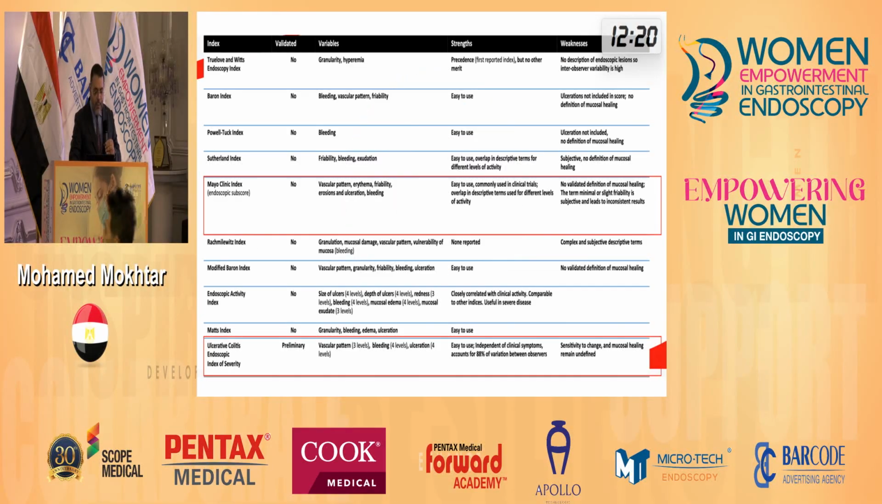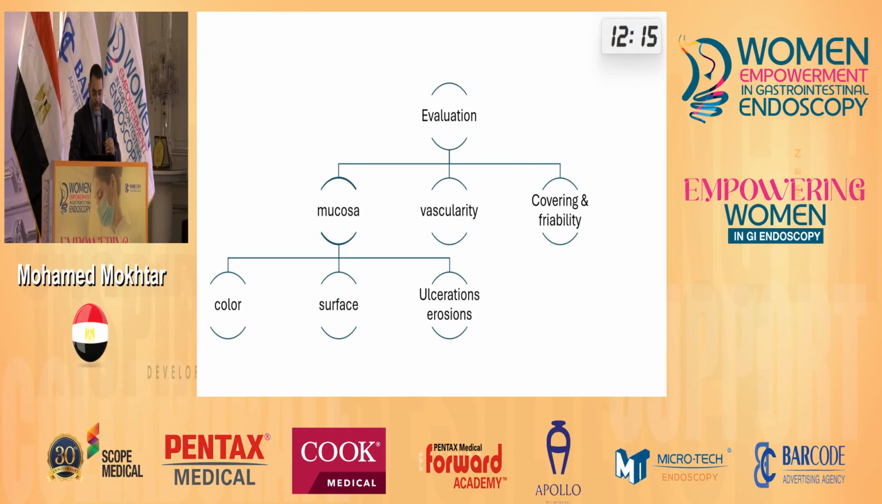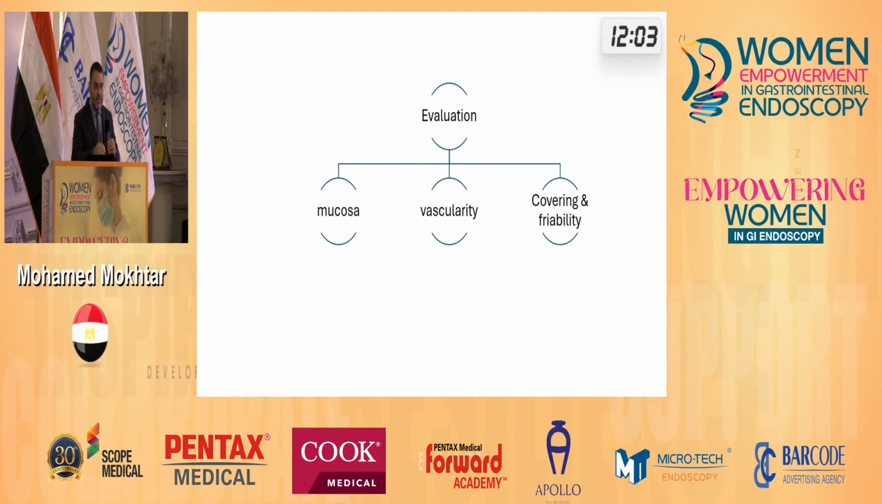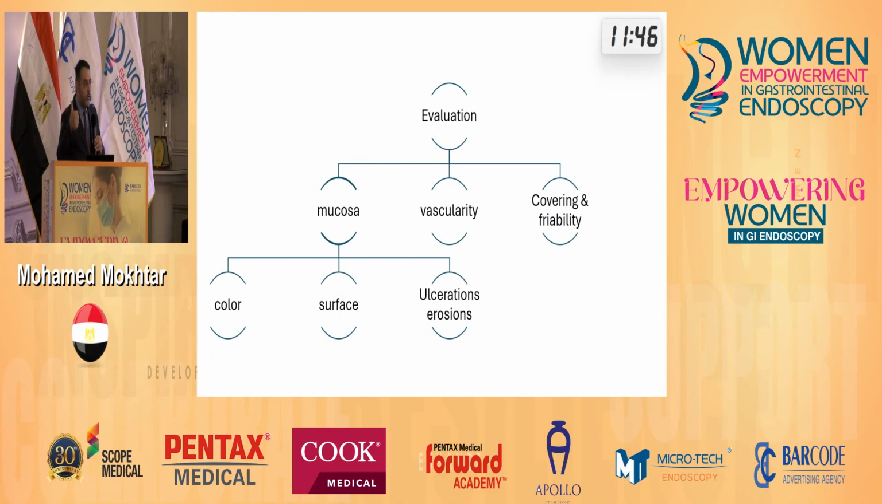So what about the severity? Many systems have been validated, but only the Mayo endoscopic score and the Ulcerative Colitis Endoscopic Index of Severity are validated and used in clinical trials and in clinical practice. To use each system, you focus on three points: the mucosa, the vascularity, and the covering and friability. If you are describing the mucosa, look at the color and the surface, whether it is granular or smooth, and whether ulceration and erosion are present or not.